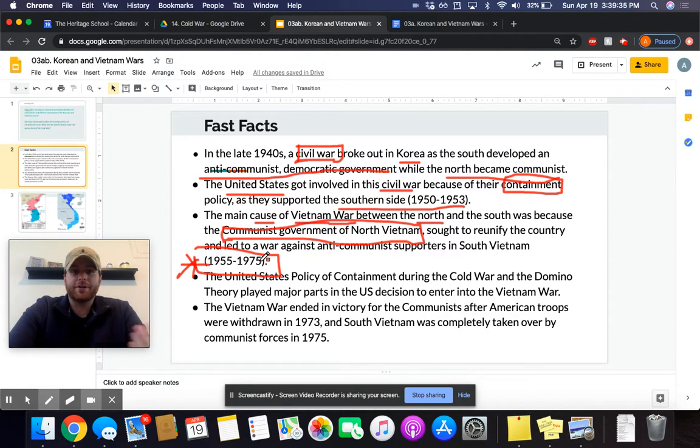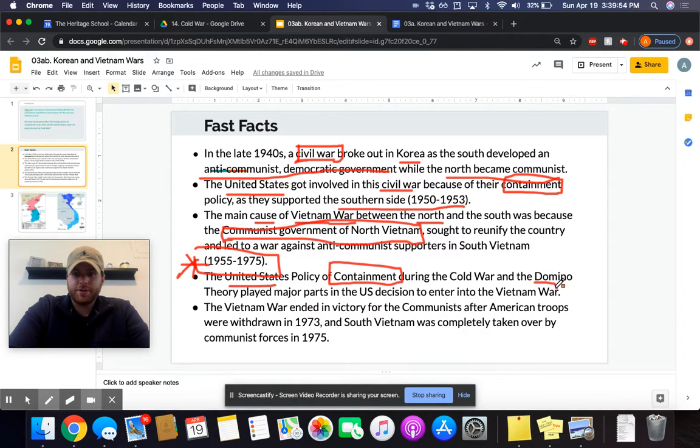The Vietnam War carries on for about 20 years. It's one of the longest wars the United States is a part of in American history. So we see that the U.S. gets involved in Vietnam as a result of this policy of containment as well.